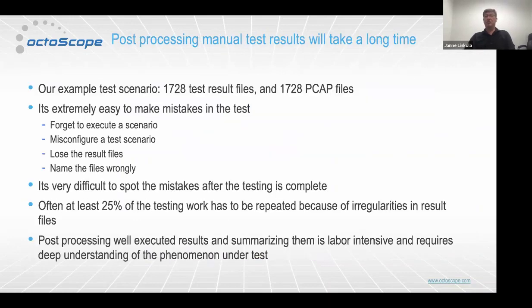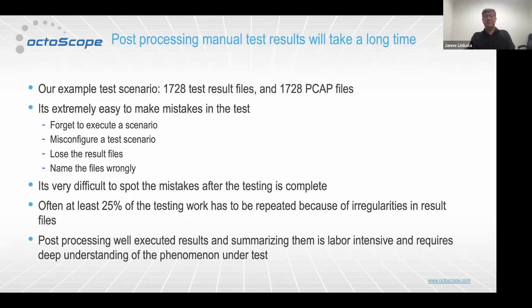Now, at the end of that 2 weeks, all you have is a bunch of test results files. Close to 2,000, in fact, and you'd have another 2,000 PCAP files. Let's say you took Wi-Fi interface traces as well. So it turns out when you do this manually, and I've done this a lot, it's extremely easy to make mistakes during this test. You forget to execute one of the 288 scenarios, maybe you do execute it, but you had the devices misconfigured. It wasn't quite the scenario that you were intending to test.